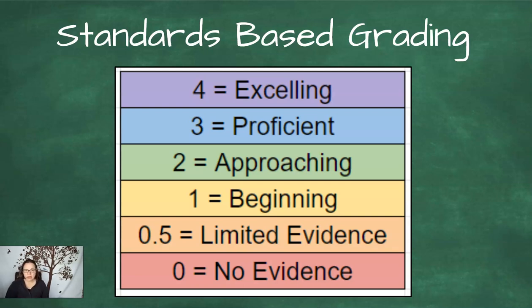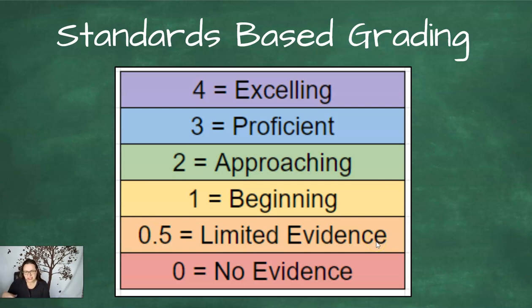So standards-based grading, basically everything is graded on a 4-point scale. So instead of A, B, C, D, and F, you can get 4, 3, 2, 1, or 0. And so the way it works, 0 is no evidence. If they don't turn anything in, that is a 0. We have no evidence on what they can do.